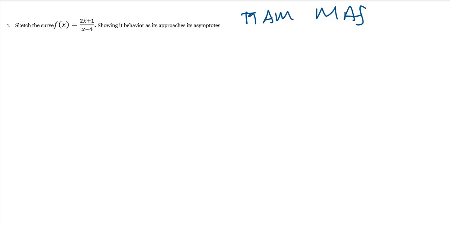Now we have the function f of x is equal to (2x plus 1) divided by (x minus 4), and we want to sketch this function. So what do we do? In order for us to sketch a function, I'm going to give some brief steps which we are going to follow.